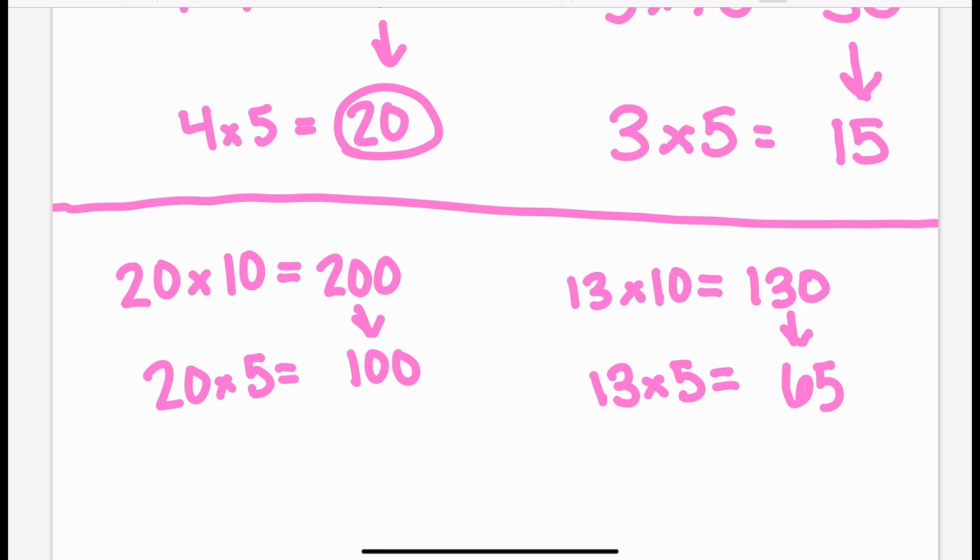In today's video, we talked about how we could use the times 10 strategy to efficiently calculate our times 5 products in a more efficient manner than skip counting by 5s.